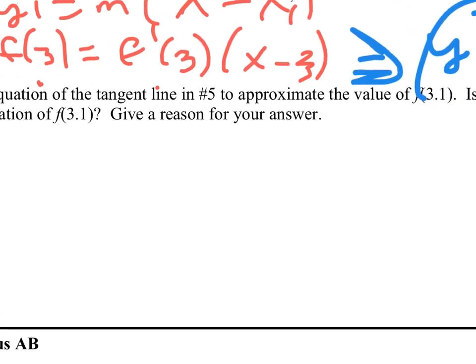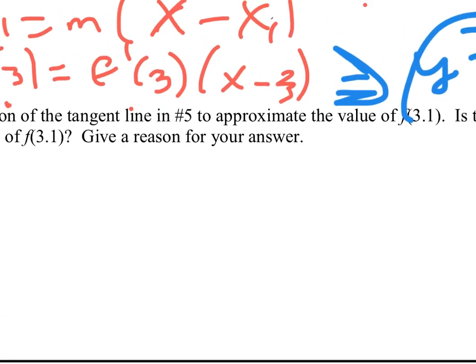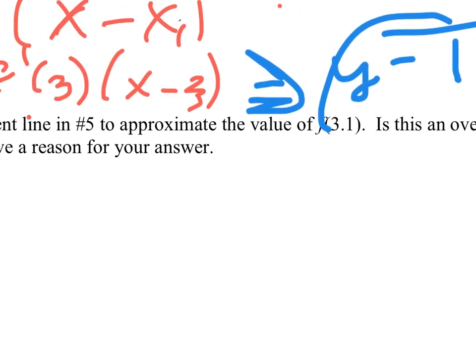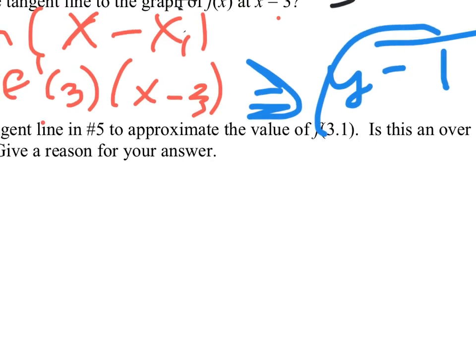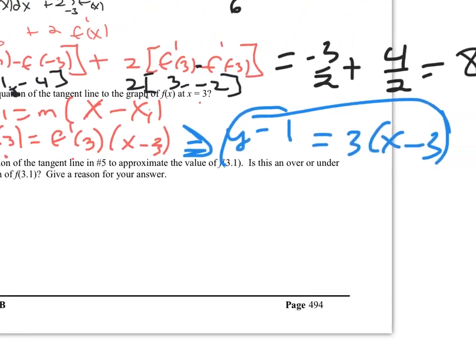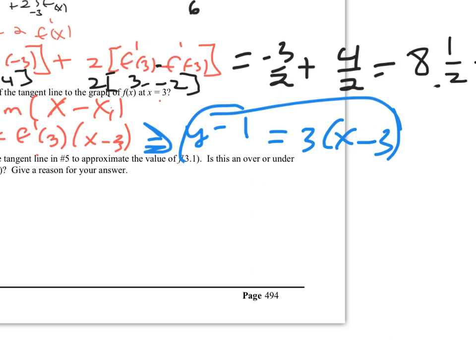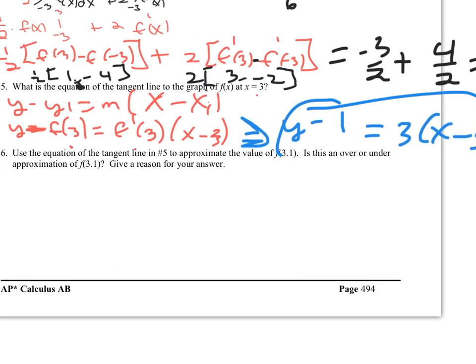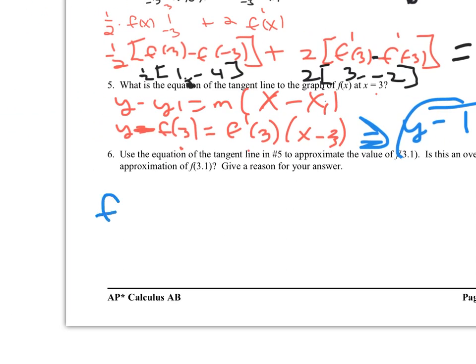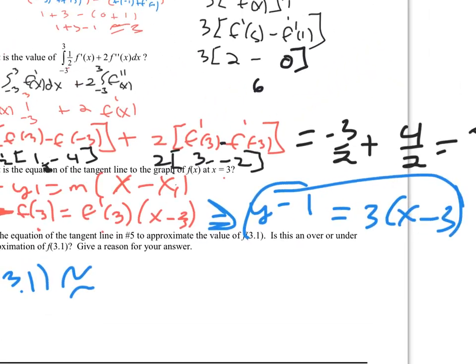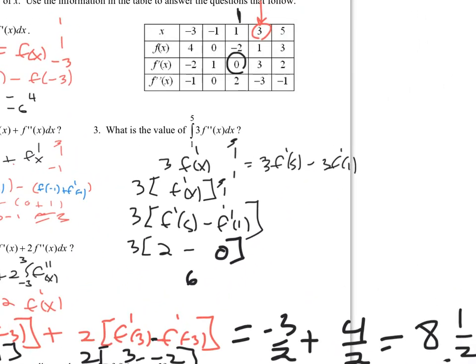Write the equation line in number 5. Is that what we just did? Yes, to approximate the value at 3.1. Okay, so you just did all the work to find the equation of the line. I really want to approximate f at 3.1 is approximately something. But you notice the table doesn't have any 3.1s, does it?